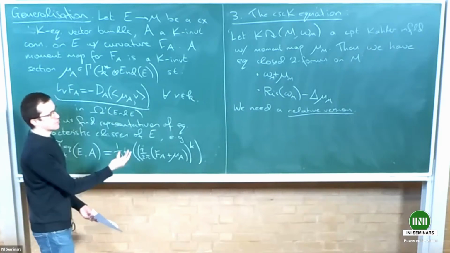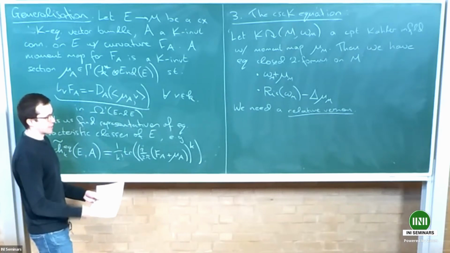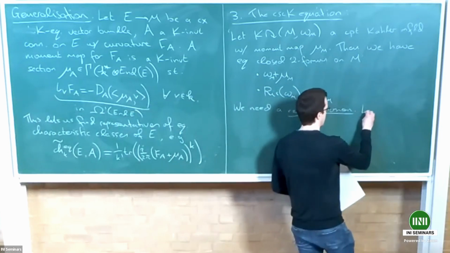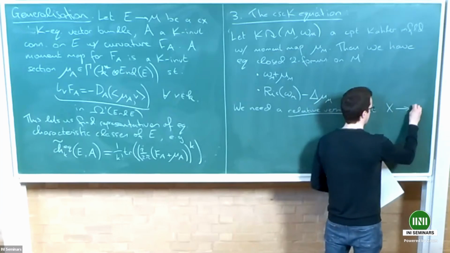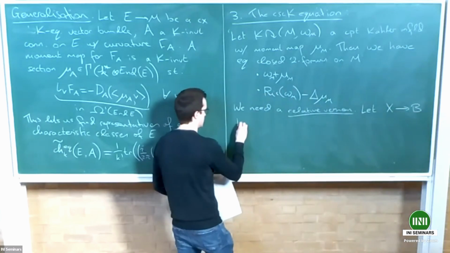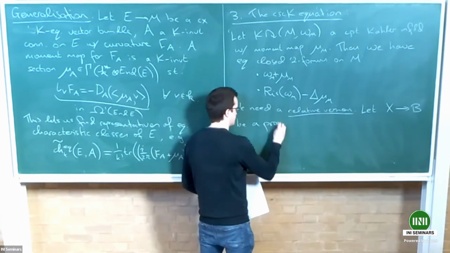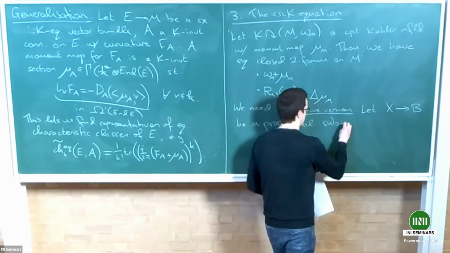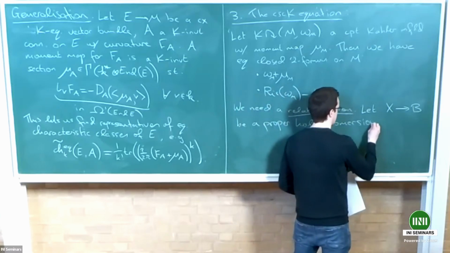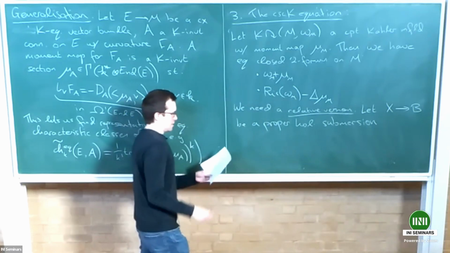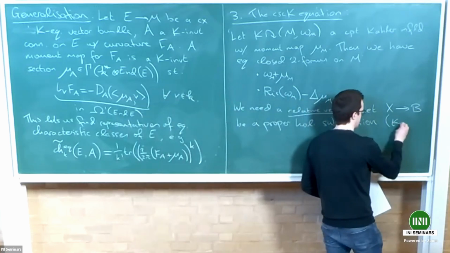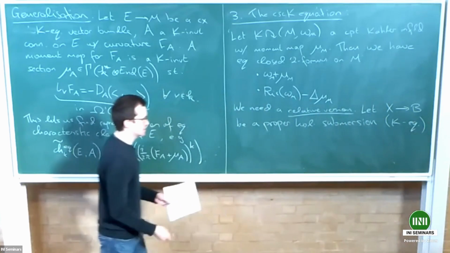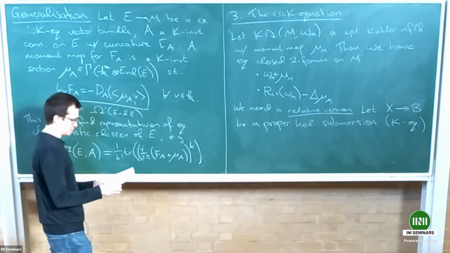So here I'm just fixing a manifold M, but really what I want is a fibration so that I can do this integration over the fibres that I mentioned. So let X over B be a proper holomorphic submersion, K equivariant. Keep forgetting to write that. So I have an action on the total space and the base, and the projection map preserves that action.